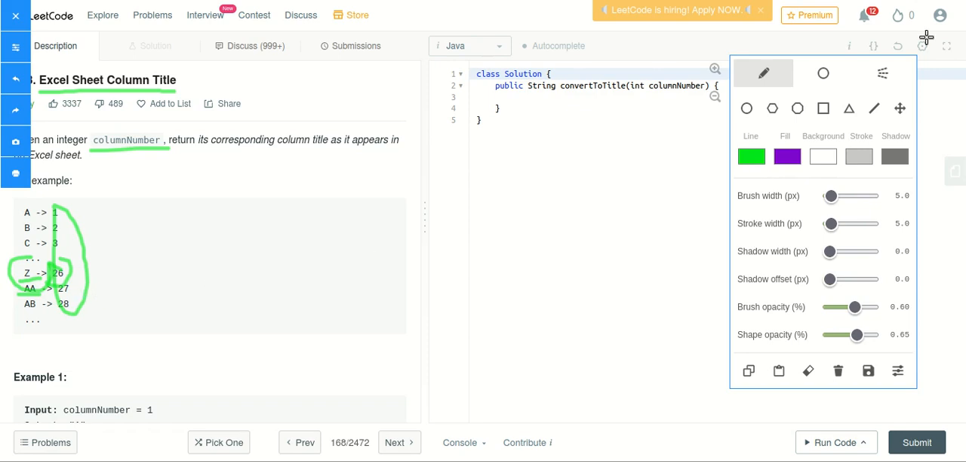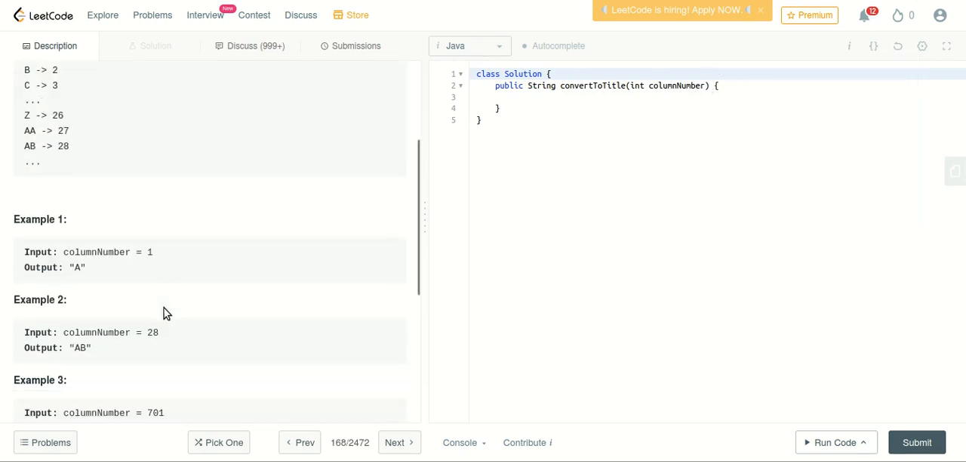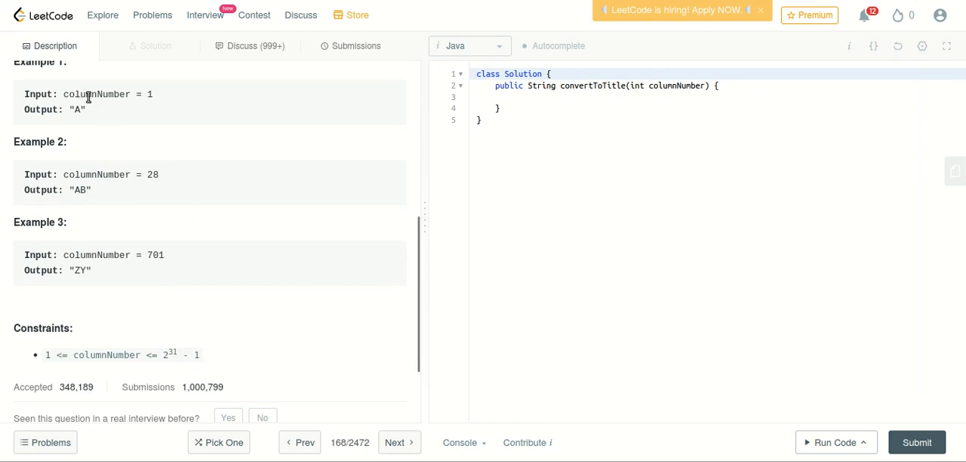Okay, so this is what we want. Let's see some examples. If column number is 1, our output should be A. If column number is 28, then 26 is Z, 27 is AA, and 28 is AB. Okay, so then we are starting to increase.